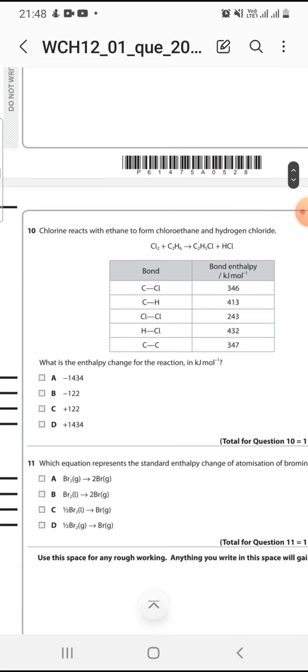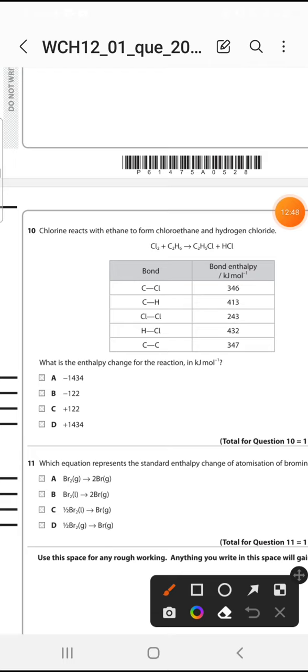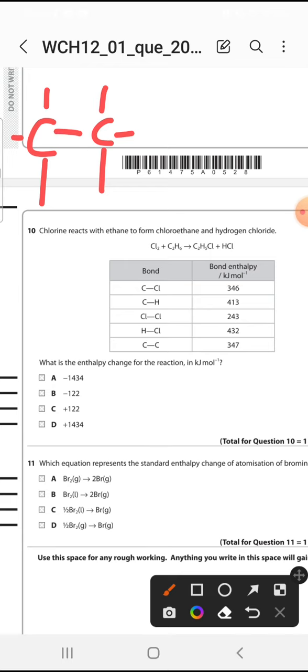Question number 10 is a very easy question again. We have been doing these questions since O level. When you look at this equation, if it is hard to find the enthalpy change, just draw the full displayed formula, then you can understand. I'll write the full displayed formula of the reactant and the products, which makes it easy to understand. I'm too lazy to write the hydrogens here, so I just skip them.